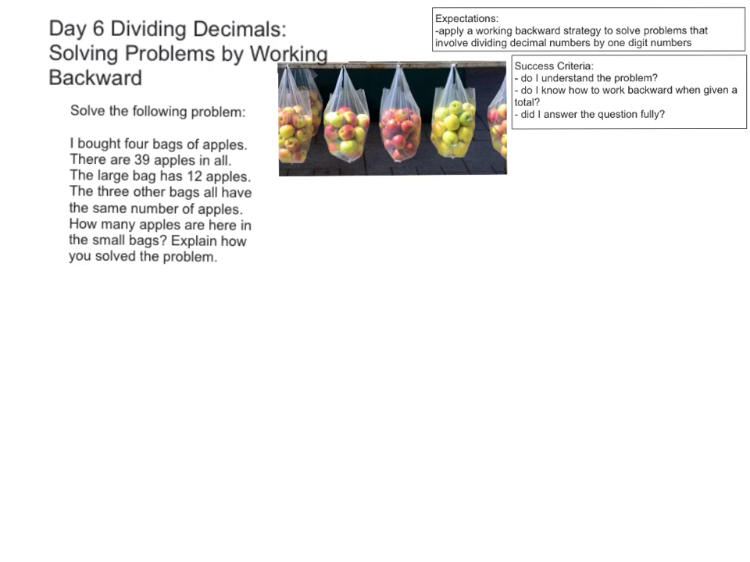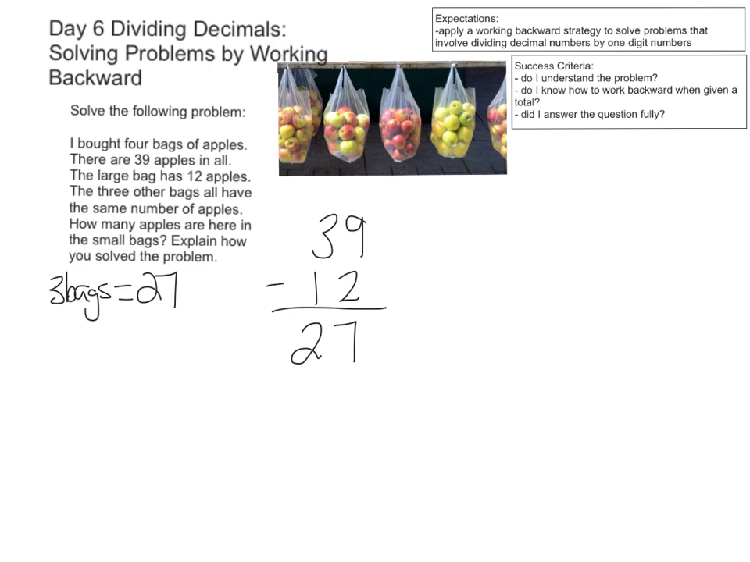So let's do that. We're going to do 39 subtract 12. So when we carry that out, our answer is 27 because 9 subtract 2 is 7, and then 3 subtract 1 is 2. So we have 27 apples in the 3 bags. So 3 bags, we have 27, okay? So 27 is the number of apples we have in the 3 bags.